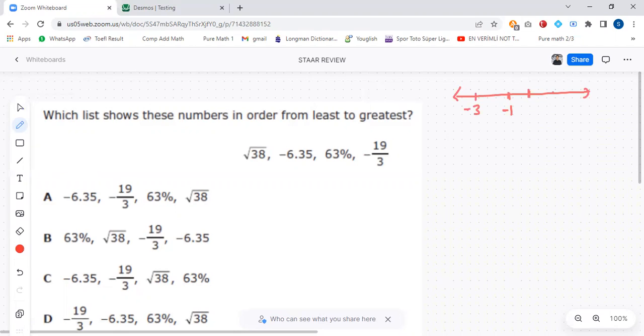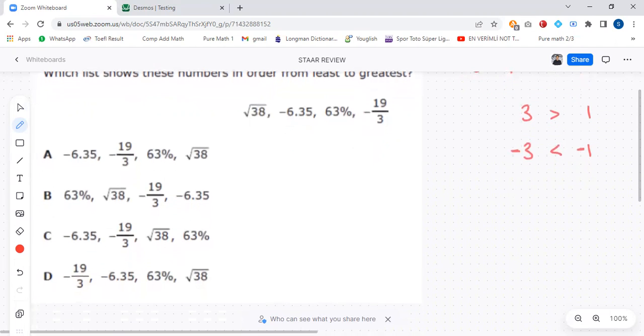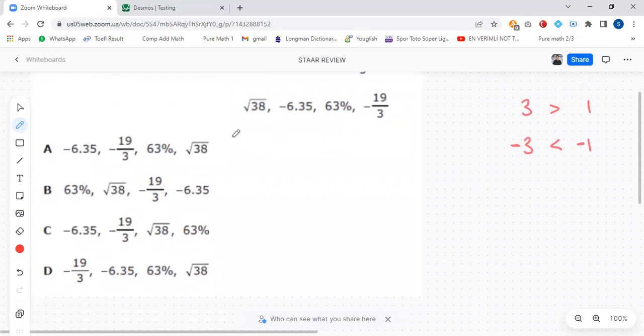So guys, for example, 1 and 3. 3 is greater than 1. But if you make both these numbers negative, -3 and -1, then you have to flip this. So -3 is smaller than -1. Okay, so now the first thing we're going to do is convert all these values into decimals. All right, so let's convert all these into decimals.